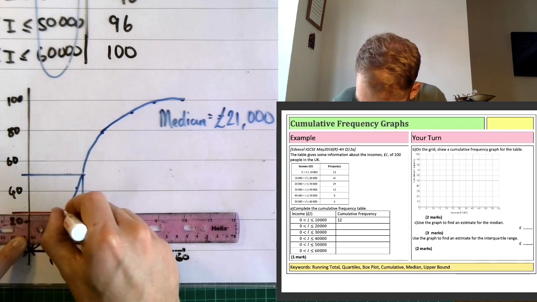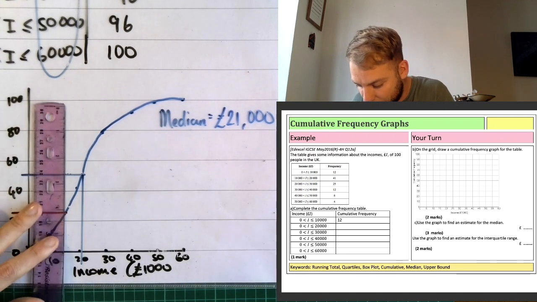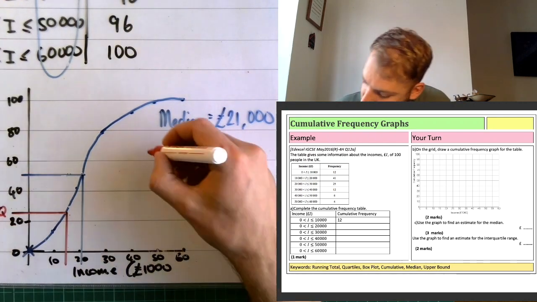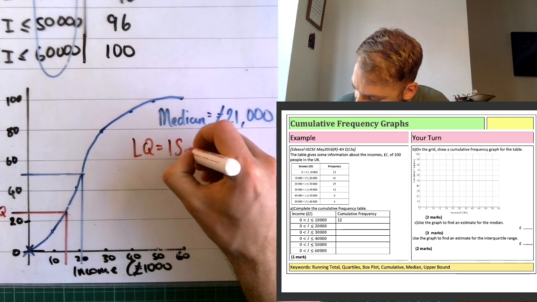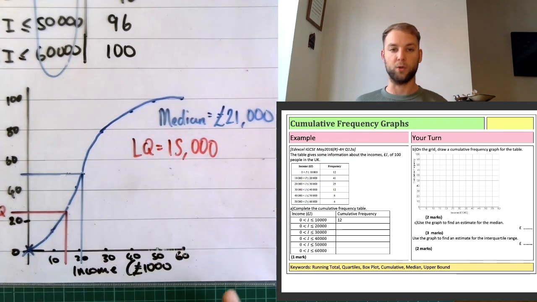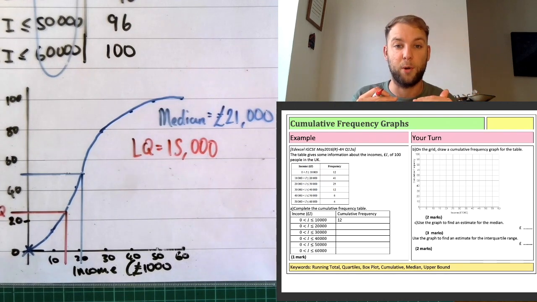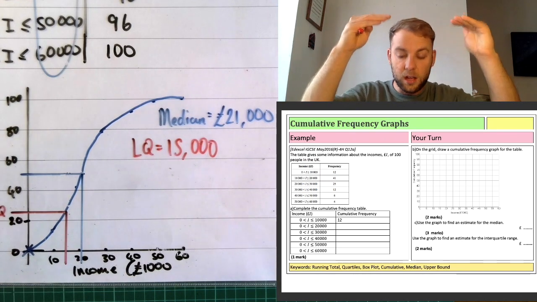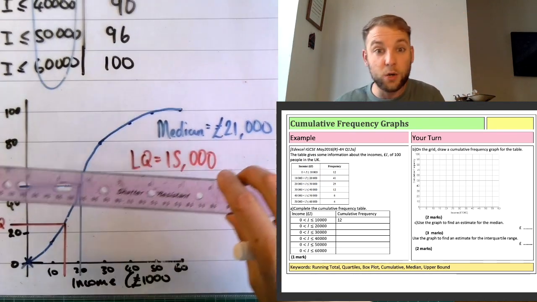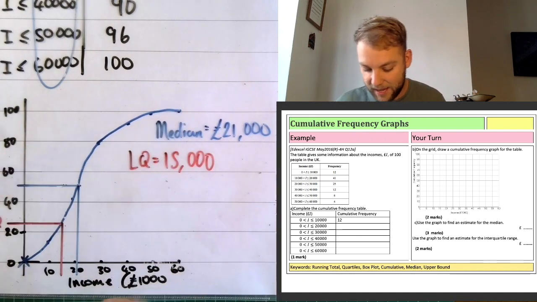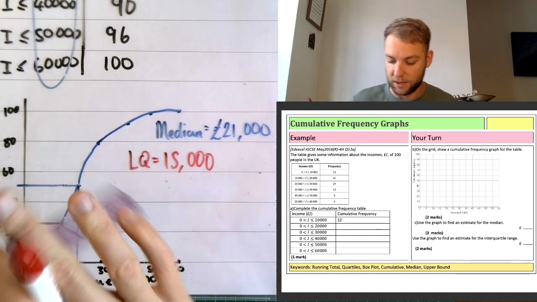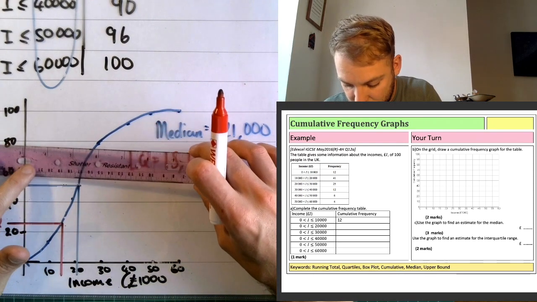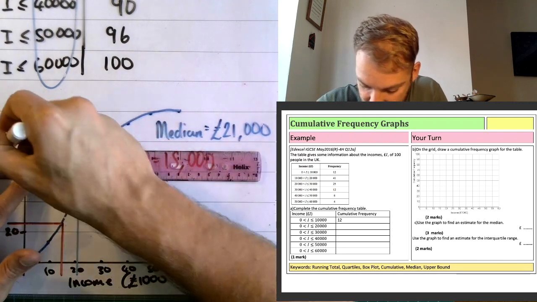So 25 is going to be down to there. So we're crossing down for the lower quartile for that one. That's about 15, isn't it? My lower quartile is 15,000. My upper quartile is the 3/4 of 100, which in this case, you could do the lower quartile plus the median, which is going to be 75, or you can do 3/4 of 100, which is also 75.